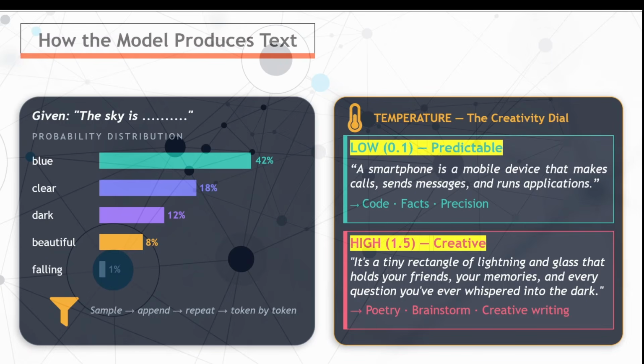and every question you have ever whispered into the dark. So there's a big difference between a temperature set at 0.1 or 0 and a temperature set at 1.5. The model spreads its choices, picks from a much wider range of tokens. Results are very creative, they are varied. Now, you can see it can give poetry, brainstorming, creative writing.